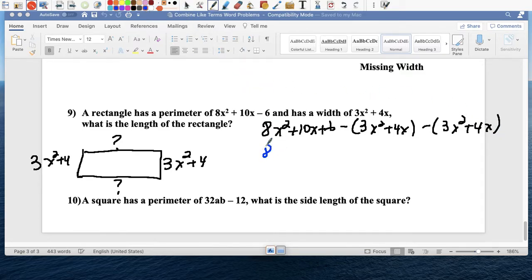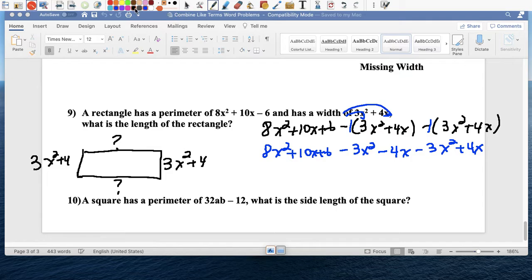So put a 1 here. So negative times a positive is a negative. Negative 1 times 3 is negative 3. Negative times a positive again is a negative, and negative 1 times 4 is negative 4. And this repeats because it's the same numbers.